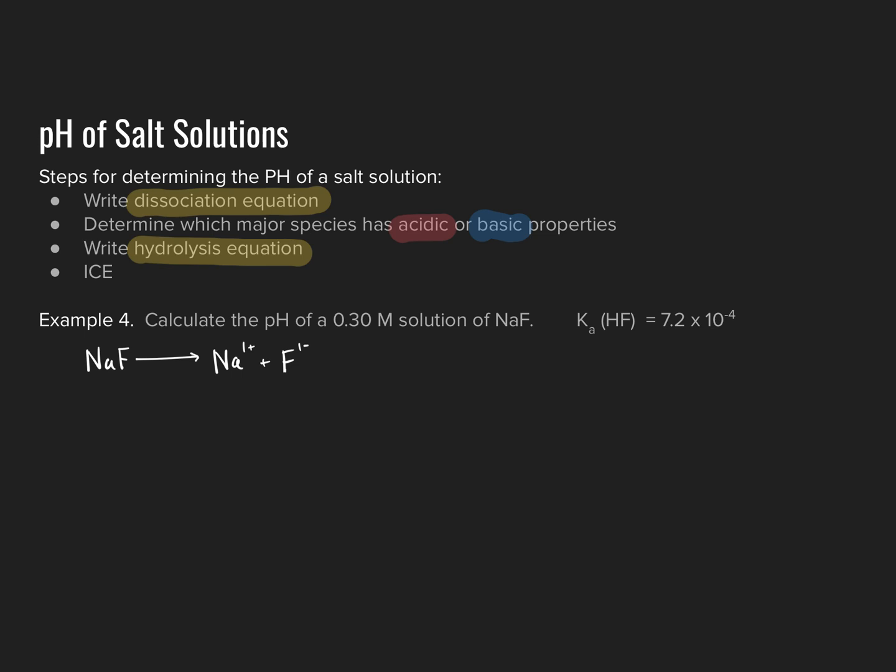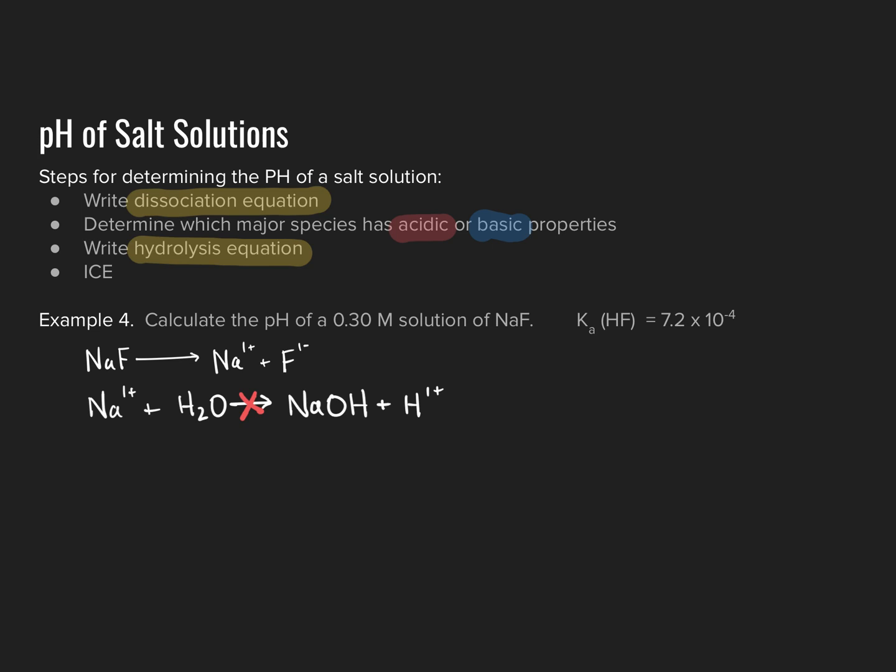Now that we have dissociated those ions from one another, let's consider whether any of them have acidic or basic properties. Starting off with the sodium ion, we recognize that the sodium ion itself is the conjugate acid of sodium hydroxide, itself a very, very, very strong base. And as such, the sodium ion is going to be an incredibly weak acid and therefore is not going to contribute to the acidity or basicity of our solution, so we can safely ignore it.